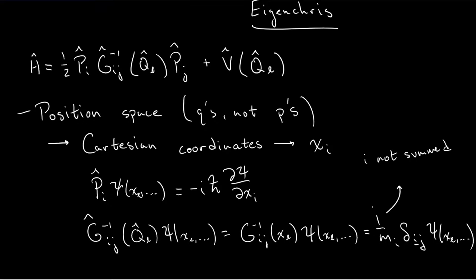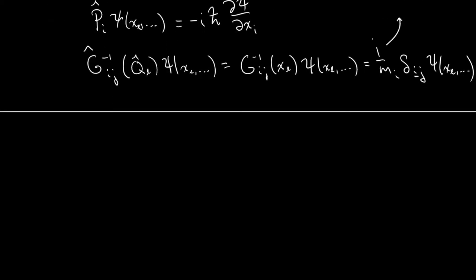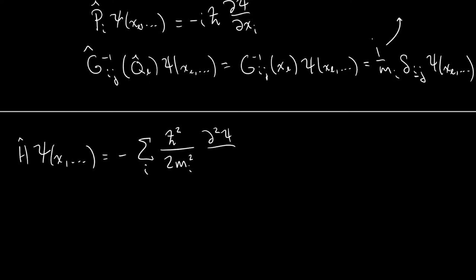So we can write down our Hamiltonian acting on this psi of x and whatever else. And this is just going to be minus, I'll explicitly put in the sum to not get things confused, h bar squared over 2 m_i, d squared psi d x_i squared, plus V(x) psi(x), and so on. This is the form of our Hamiltonian.